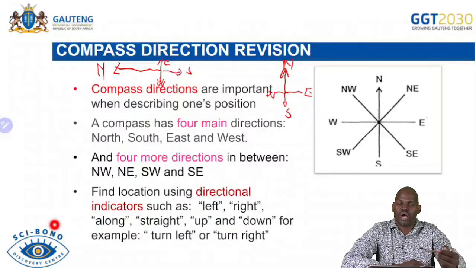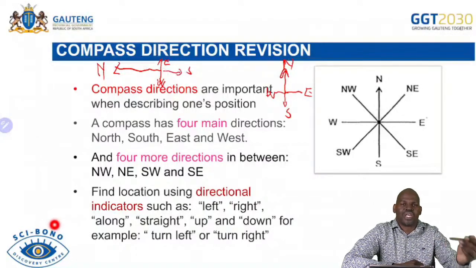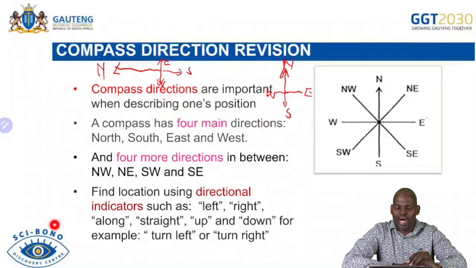Now, compass directions are very important when describing one's position, or if you want to describe the position of a house or a place. A compass has four main directions, as I indicated. We've got north, south, east, and west. And then four more directions that are in between. In this case, we've got northwest, northeast, southwest, and southeast.